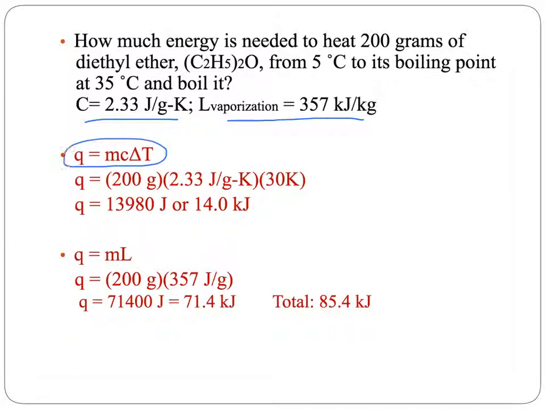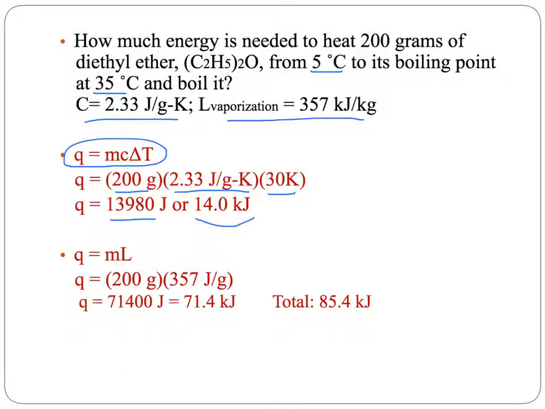So here's our specific heat formula. We have the mass of diethyl ether, 200 grams, the specific heat, and how much the temperature changed. We're going from the final temperature of 35 degrees Celsius, subtract from that the initial temperature of 5 degrees Celsius, that gives you 30 degrees temperature difference, and 30 degrees Celsius is the same size of temperature difference as 30 Kelvin, so you can just change the units once you've got the temperature difference. If you go ahead and do the math, you get 13,980 joules, or we'll put that into kilojoules, 14.0 kilojoules.